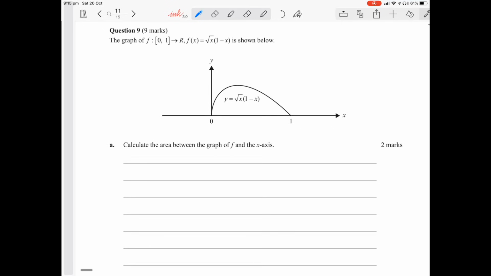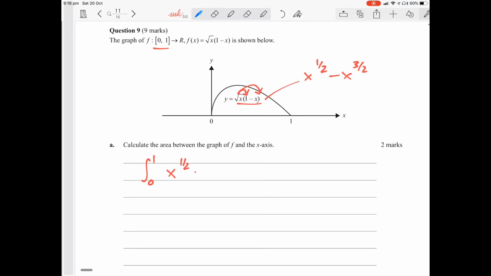Okay, this is the nasty question, because first let's have a look. I've got root x times 1 minus x, between 0 and 1. Calculate the area between the graph of f and the x-axis. So we want 0 to 1. I'm going to rewrite that to be x to the half minus x to the 3/2, because that's x to the half times x to the 1, which is x to the 3/2.